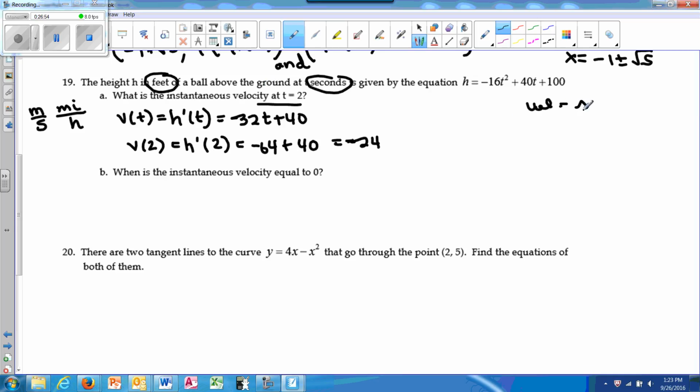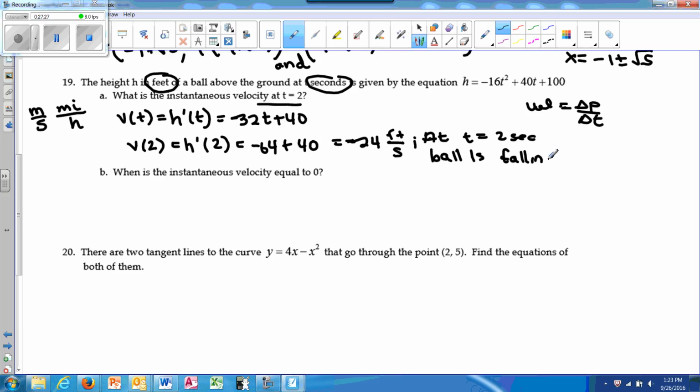We're going to use our power rule. We get negative 32t plus 40. So the velocity at time 2 is the slope of position at time 2. If we multiply negative 32 by 2, we get negative 64. And then plus 40 is negative 24. And if they give us units, we absolutely have to put them. We are measuring feet and seconds.